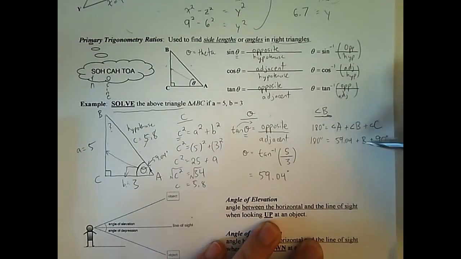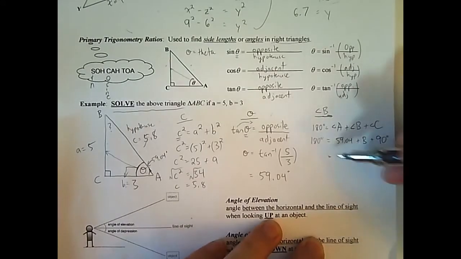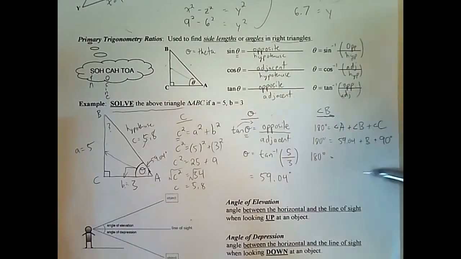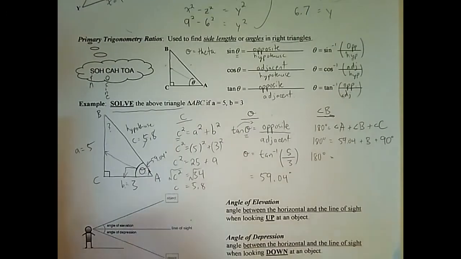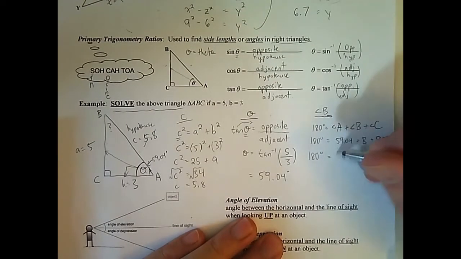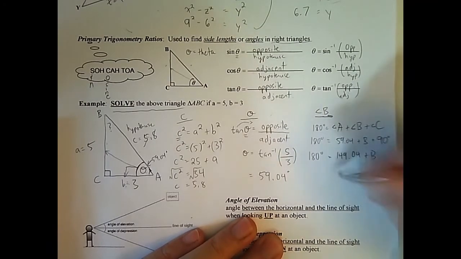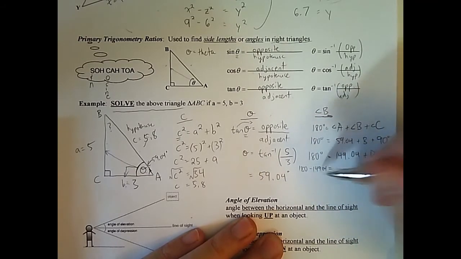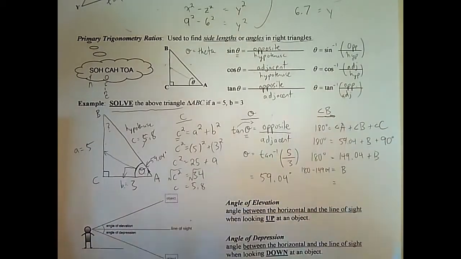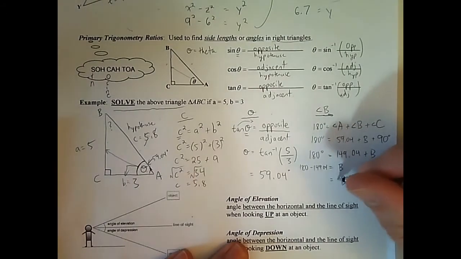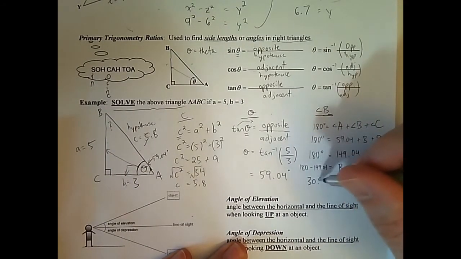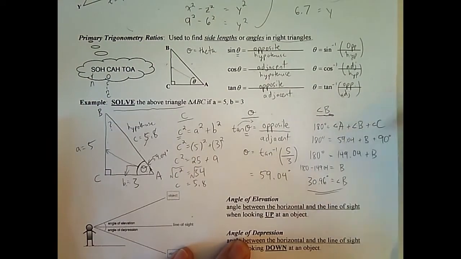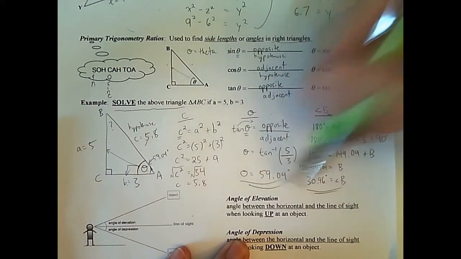I'm just going to isolate for B. So I would get 180 degrees equals 59.04 plus 90, which is 149.04, plus B. If I subtract those two, 180 minus 149.04, I get angle B to be 30.96 degrees.